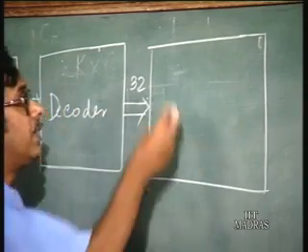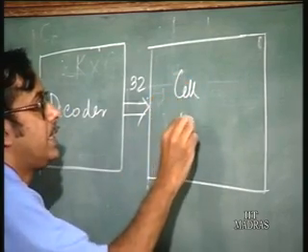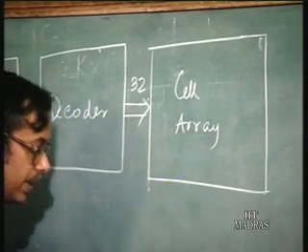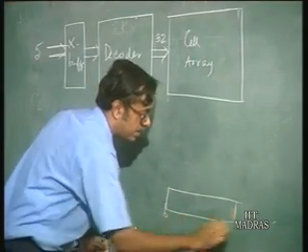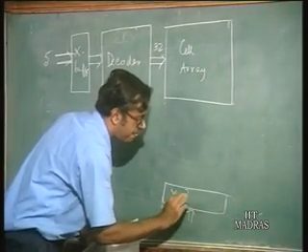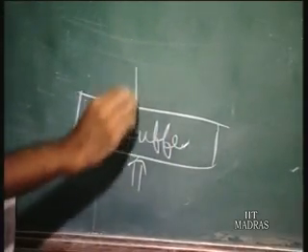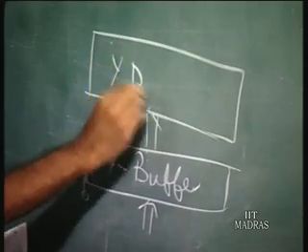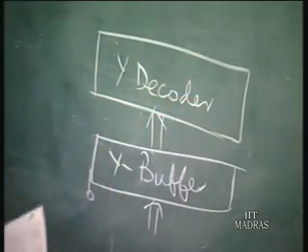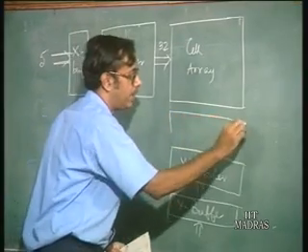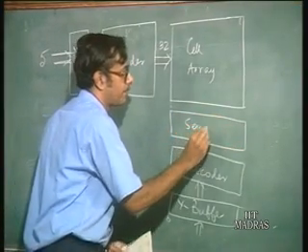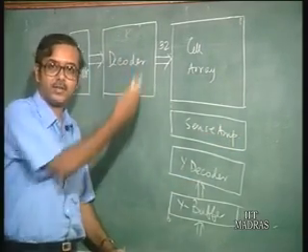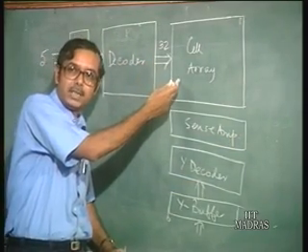So the memory cell, each cell stores 1 bit of information, okay, and then you have another set of similar Y buffer, then Y decoder, okay, and then you have what is called a sense amplifier. Okay. The sense amplifier is used to sense whatever information is stored in that particular memory location.